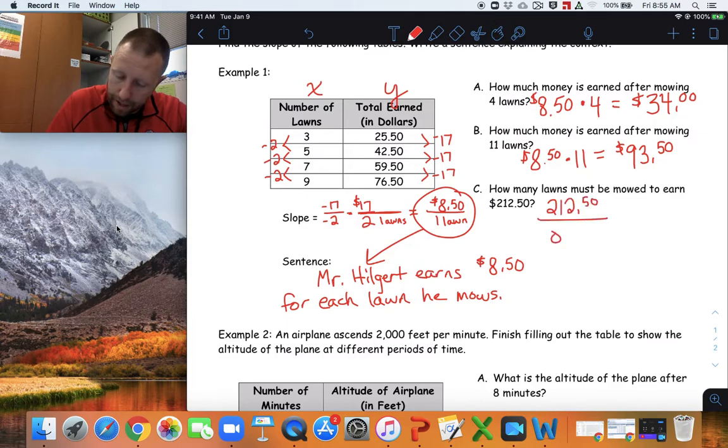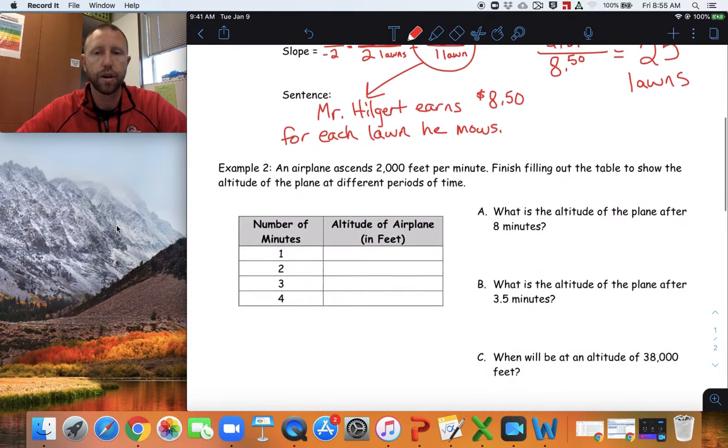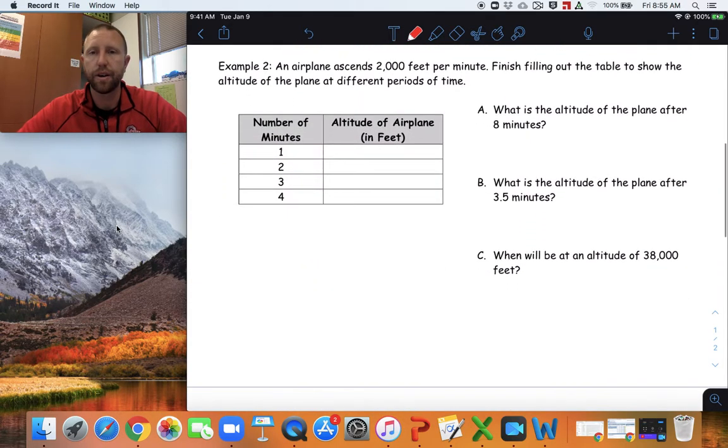$212.50 divided by $8.50. I see that Mr. Hilgerch would have to mow 25 lawns. Okay. For the next question, we're going to do the same thing, although something's different about this one, right?